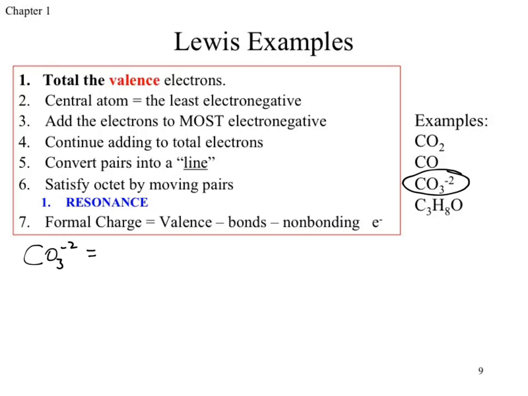How many valence electrons does carbon have? How many valence electrons does oxygen? How many oxygens? What else do I need to do? I have to add 2 more electrons. Why did I do that? To account for that charge imbalance that is specified in the upper right-hand corner.